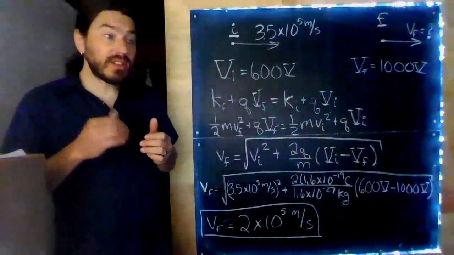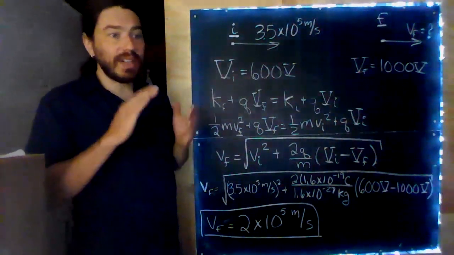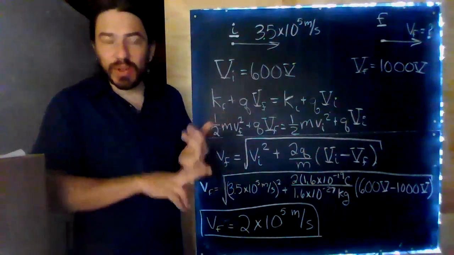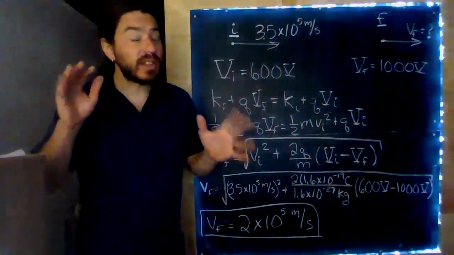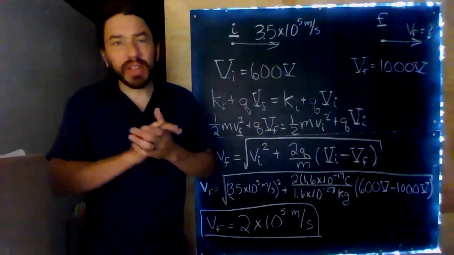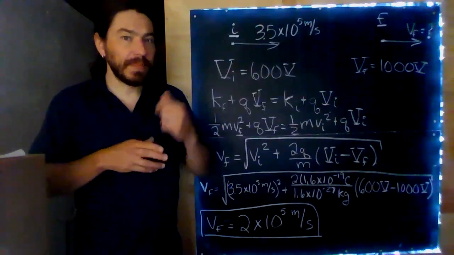Okay, so now let's look at part B. What's different for part B? Well, we have an electron, but it's still moving from 600 volts to 1,000 volts. The proton slowed down when it went from low potential to high potential. What do you think the electron will do? Will it slow down or speed up?